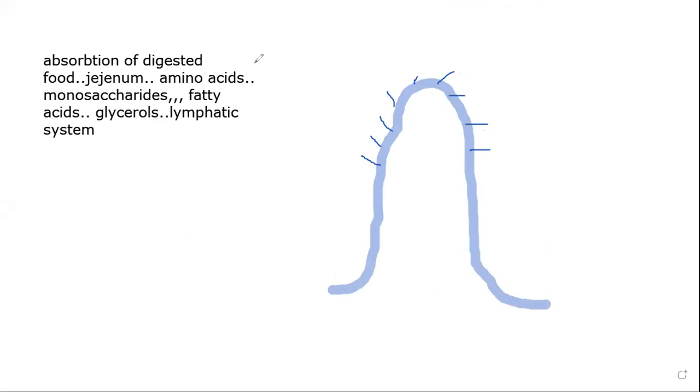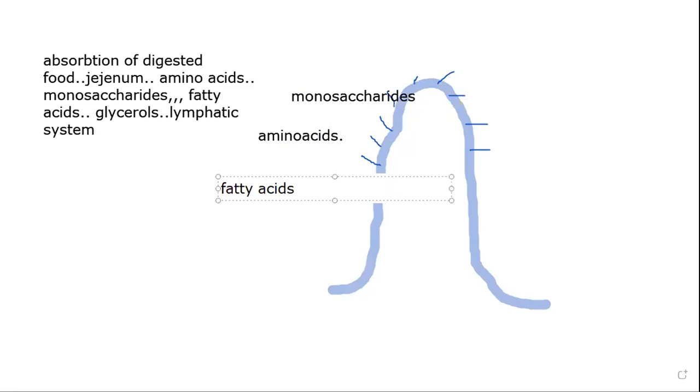Inside this lumen of the digestive system, inside this lumen of the small intestine, आपके पास क्या है, आपके पास monosaccharides हैं. फिर आपके पास क्या है, आपके पास यहाँ पर अमाइनो एसिड्स हैं, ठीक है. फिर आपके पास यहाँ पर और क्या है, आपके पास यहाँ पर फैटी एसिड्स हैं एंड आपके पास यहाँ पर ग्लिसरॉल्स, ठीक है. All this have to come into the villus.